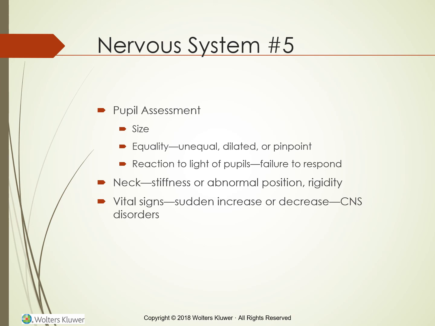Vital signs. The blood pressure, pulse, and respiratory rates and temperature are closely monitored on all clients with potential or actual neurologic disorder. The temperature often needs to be monitored every hour because CNS disorders can affect the temperature regulating ability of the hypothalamus. A sudden increase or decrease in any of the vital signs indicates a change in the neurologic status, and the physician is notified immediately.